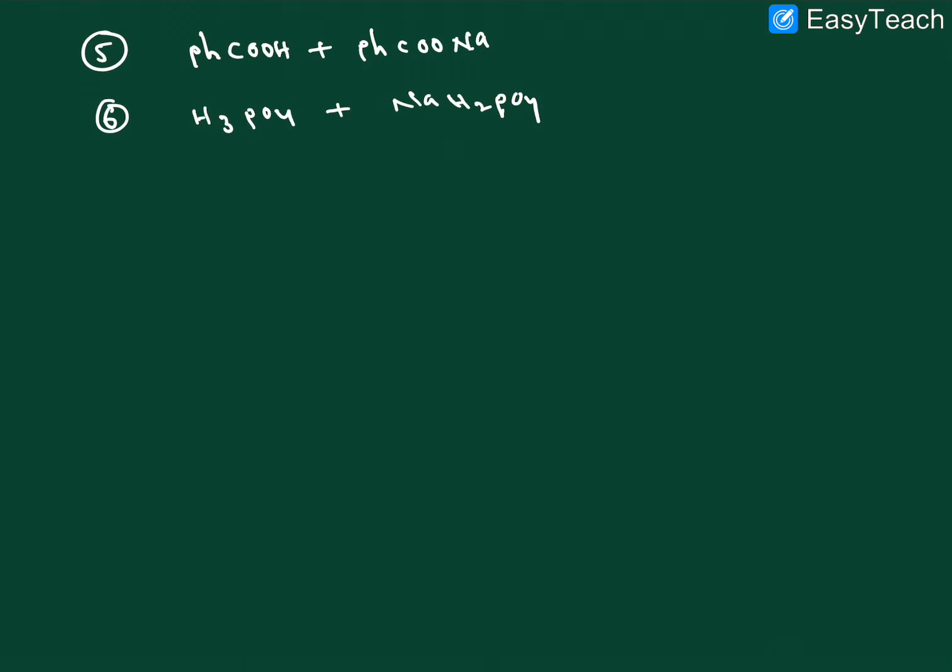See here, one hydrogen here replacing sodium. This is also a salt. For example, in H3PO4, 2 hydrogens are replaced by 2 sodiums, that is Na2HPO4. This is also called an acidic buffer.